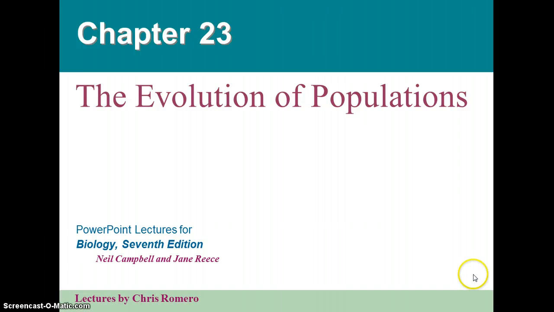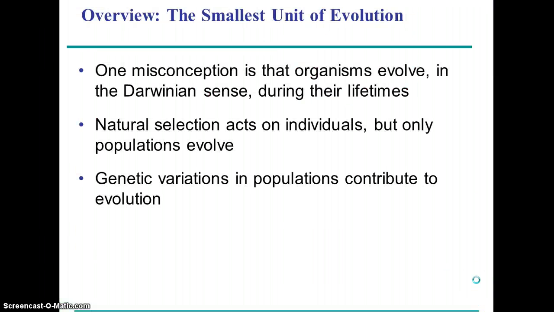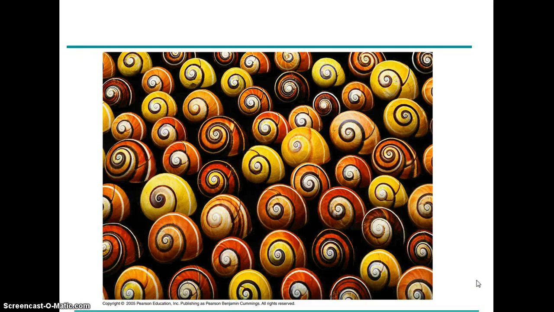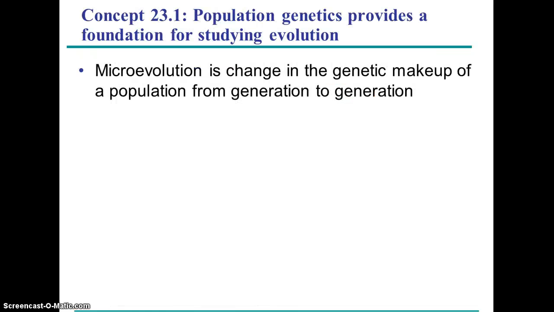Today we're going to talk about Chapter 23, the chapter on the evolution of populations, or what we might call microevolution. With microevolution, we're focusing on the population level, the evolution of groups of individuals of the same species. It's a change in that population, that species, from one generation to the next.